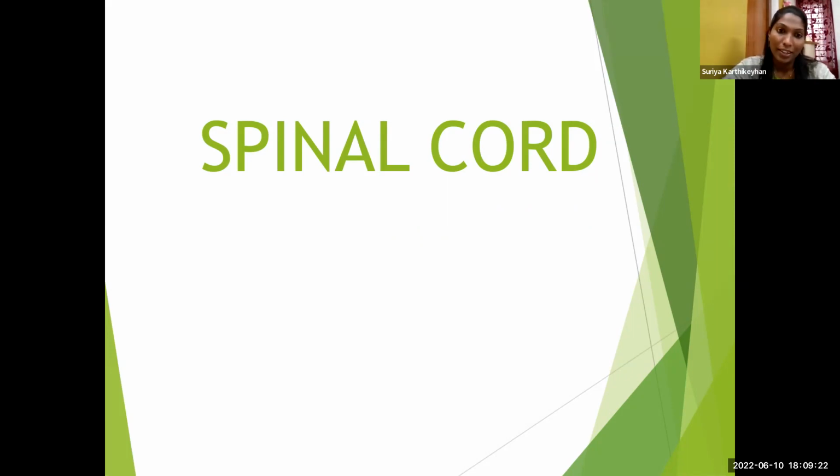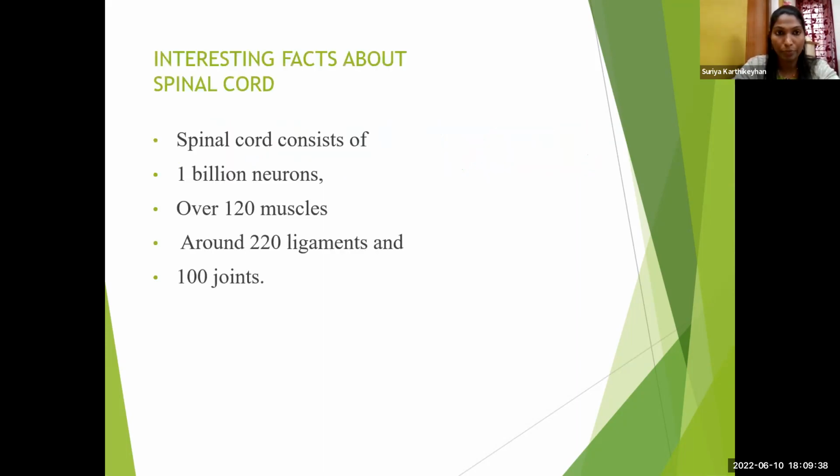So when I start a lecture, it cannot be a boring session. I try to make it interactive, and I'll be giving some questions also. You can also ask me some questions in between in the chat box if you want. So I'll go into the spinal cord proper. What are the interesting facts you know about the spinal cord? The spinal cord consists of 1 billion neurons, and it is protected by over 120 muscles, around 220 ligaments, and 100 joints. All these structures protect the spinal cord within the vertebral column. The spinal cord is present within the vertebral foramen.